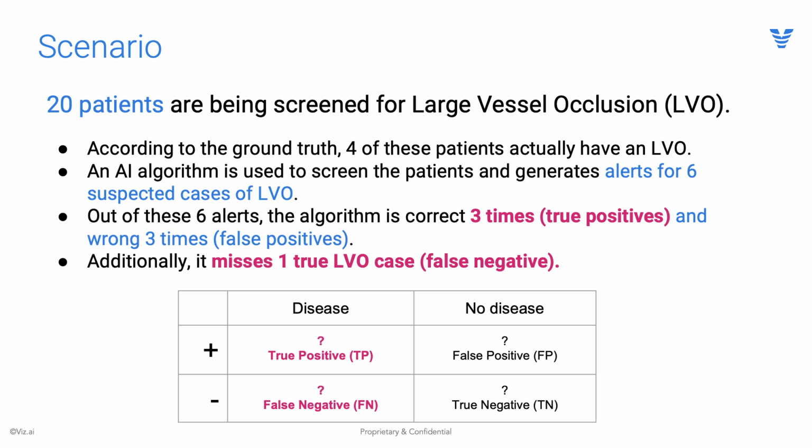We have a magical AI algorithm that's used to screen patients, and that algorithm generates 6 alerts. Okay, so 6 alerts are generated by the algorithm of suspected LVO. And these are going off on people's phones, and maybe they're flagging the radiologist of the suspected disease. Out of the 6 alerts, based on the radiologist analysis, 3 of them are true positives. So they are patients that have an LVO, and 3 are false positives. They do not have an LVO. Lastly, as you can see, I said 4 patients actually have the disease. So clearly 1 patient was missed by the algorithm.